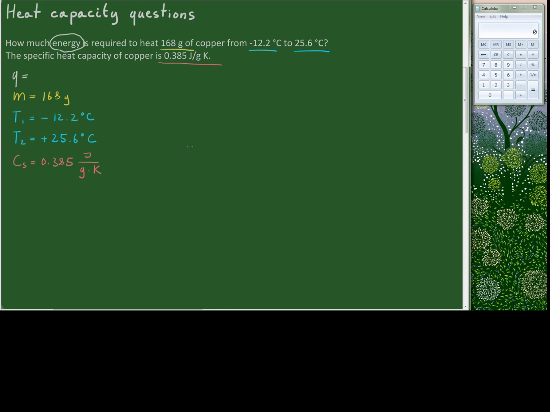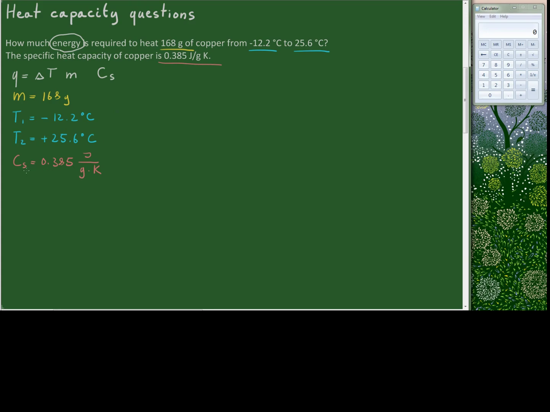Whenever you're heating something up, you need to know the temperature difference. So we need to know delta T. You also need to know how much of stuff you have, so you need to know mass. And you also need to know how well it takes up heat, which is the specific heat capacity, so Cs. And lo and behold, those are the things that we are actually given.